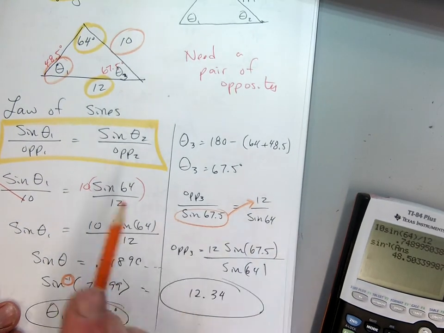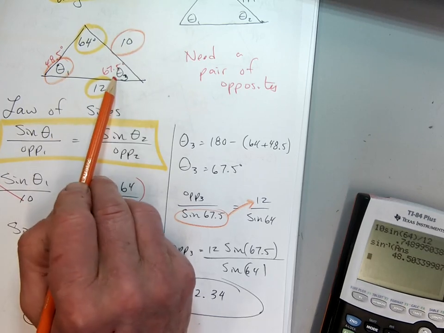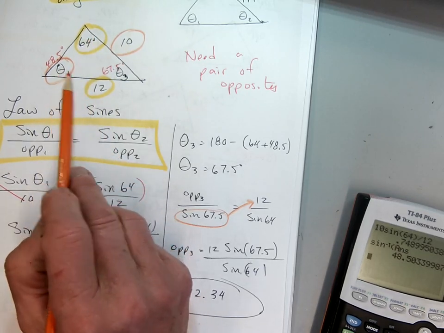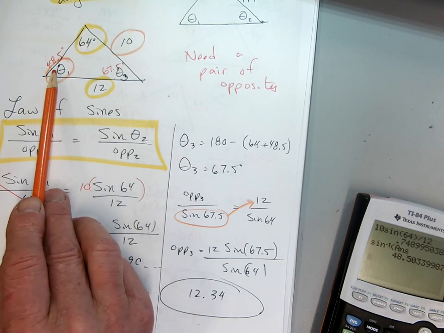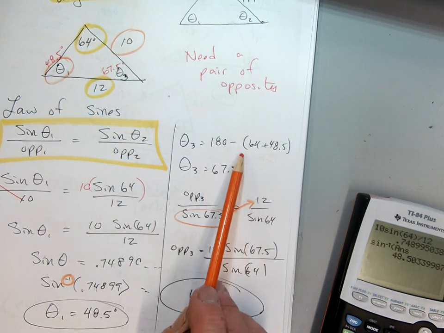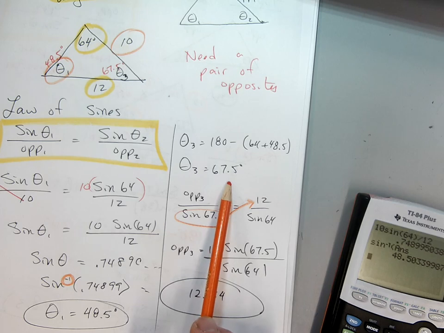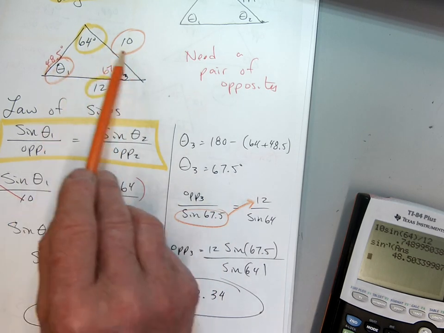Okay, so then I went back to my triangle, and I knew I could find theta 3 because there's 180 degrees in a triangle. So I went 64 plus my 48.5, and I subtracted that from 180. I got 67.5. So I put that in there. So 180 degrees in a triangle.